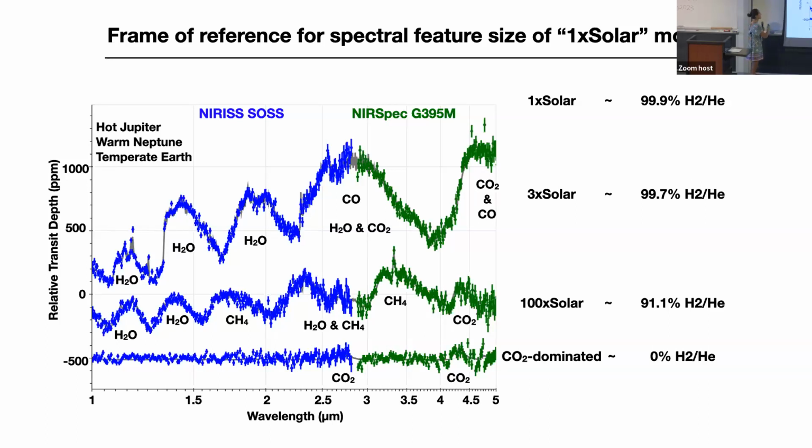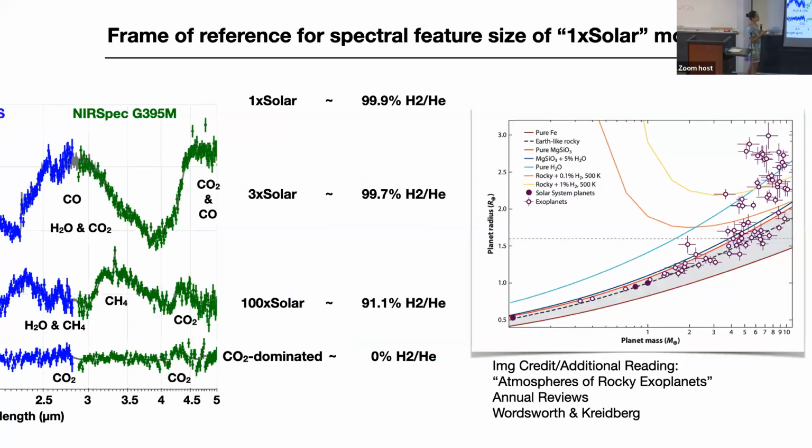And then moving all the way down to something like a temperate Earth or an Earth-like planet, now you're starting to see the regime that we're operating in here, where you have really small spectral features, and we expect them to potentially be CO2 dominated and have on the order of maybe 0-ish% hydrogen helium. So why do we show these solar metallicity models against the terrestrial planets? That might be confusing, especially when you look at the radius-mass space of small planets, where these are constant density curves.